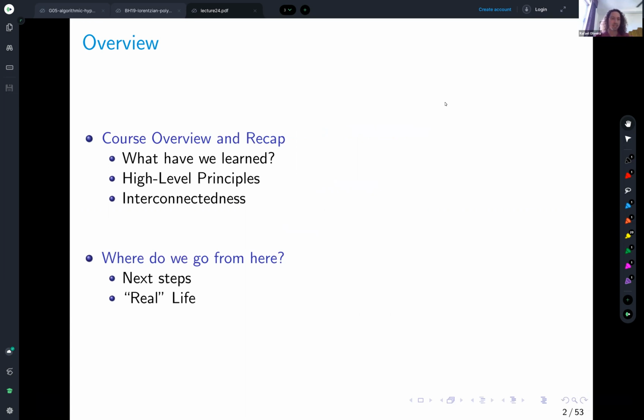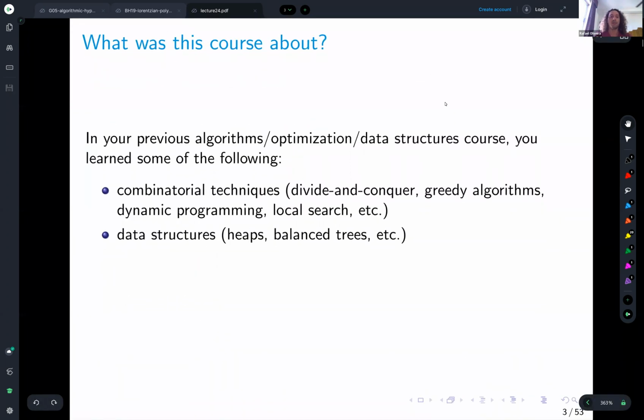So we're going to first see a course overview and recap, just so that we can refresh everything that we have learned. And then where do we go from here, right? So, all right. So what was this course about? In your previous algorithms and optimization data structures courses, what did you learn? You learned some combinatorial techniques, right? So you learned before divide and conquer, greedy algorithms, dynamic programming, local search, etc.